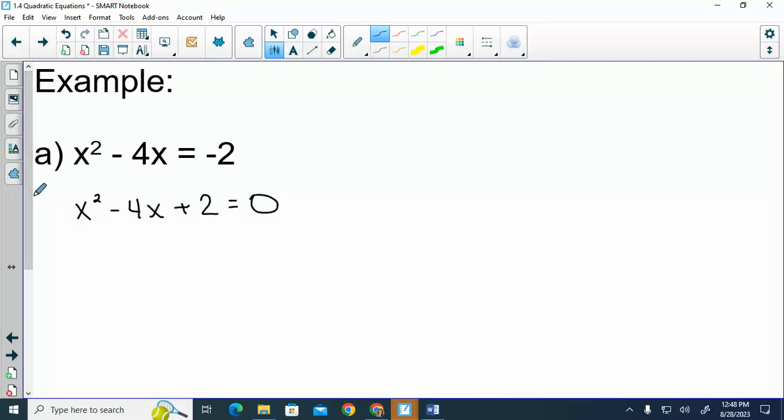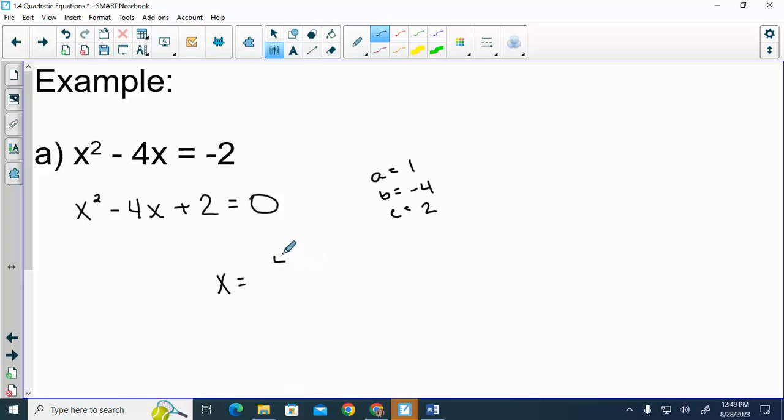Alright. Is there anything that multiplies to 2 and adds to -4? No. So we could do completing the square if we wanted to, or we could do the quadratic formula. So x equals the opposite of b. Remember, a is the coefficient on x squared, b is the coefficient of x, and c is your constant. So my a will be 1, b is 4, and c is 2.